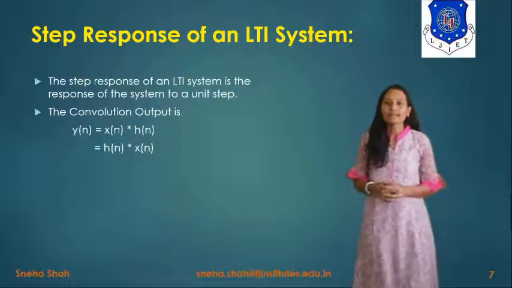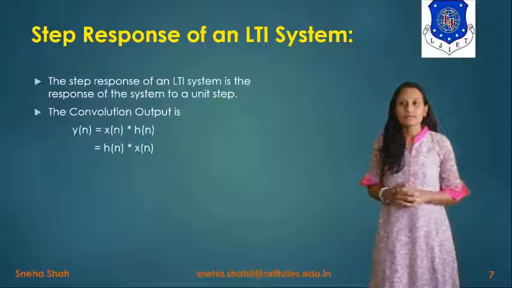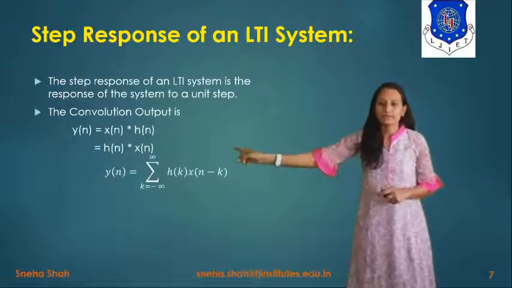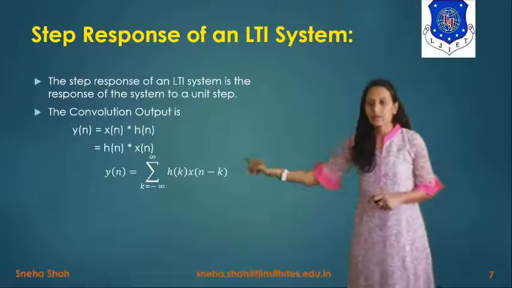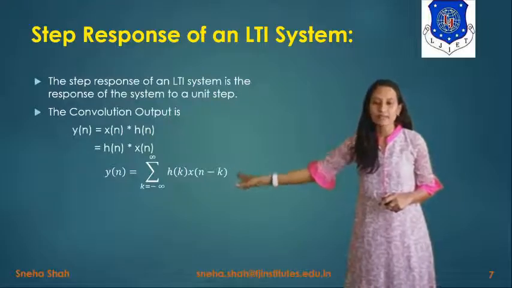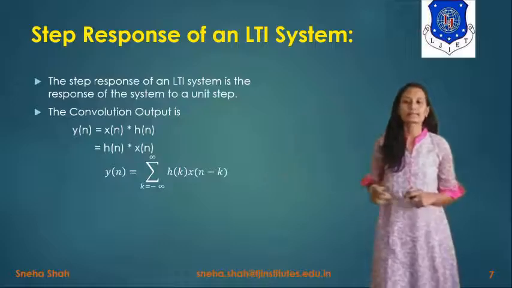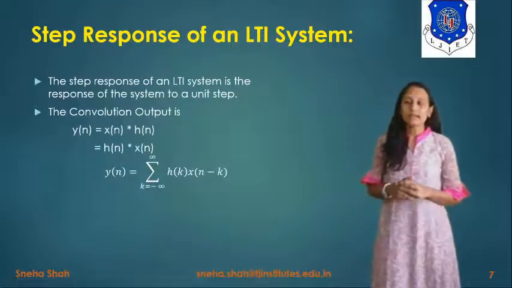Now if we apply the equation to this term, the equation will be: summation k equals minus infinity to infinity h of k x of n minus k. It means one signal stays as it is, the second signal is folded and shifted, then we take the overlap by multiplication and at last summation. So this is the equation of the convolution output.